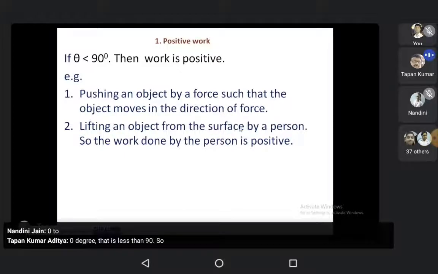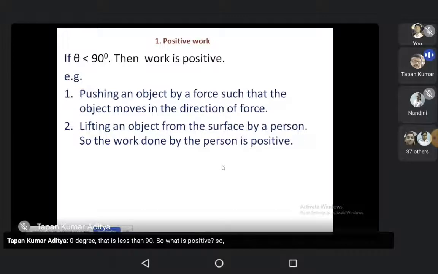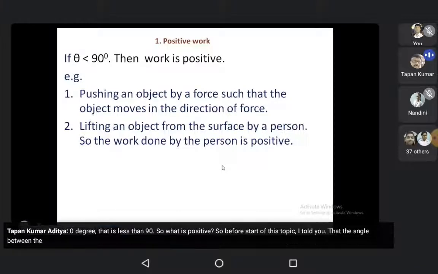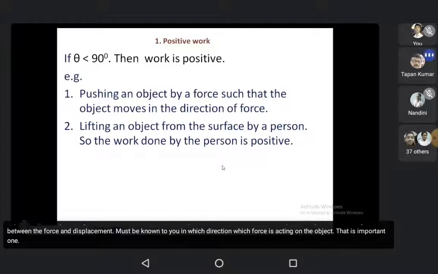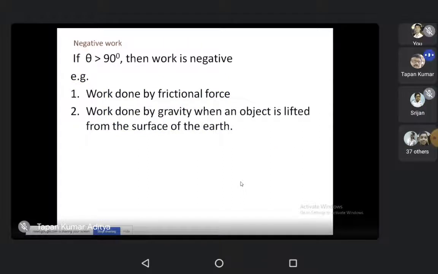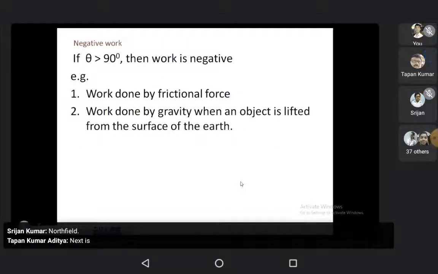So work is positive. Before the start of this topic, I told you that the angle between the force and displacement must be known to you. In which direction the force is acting on the object, that is important. Any doubt in this topic? Positive work? Next is negative work.